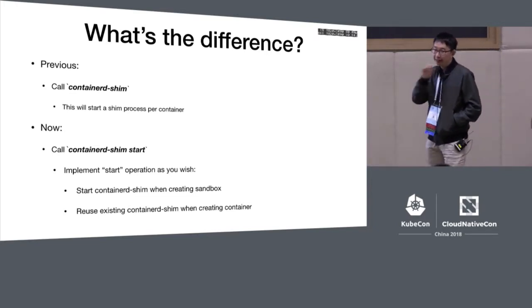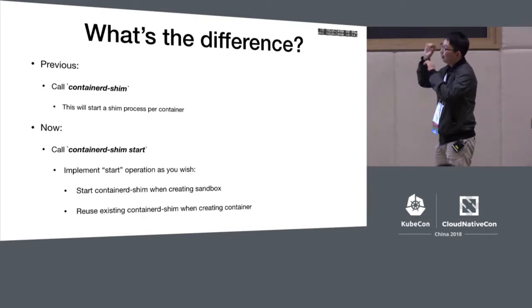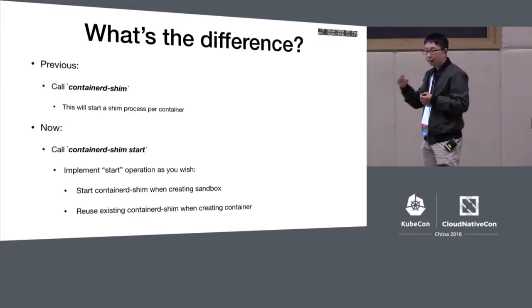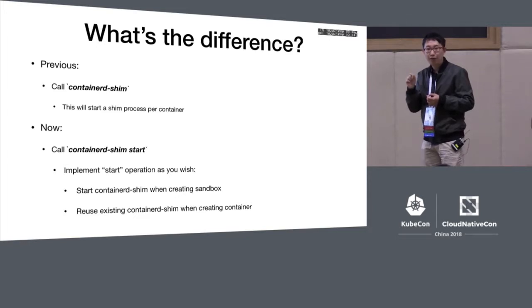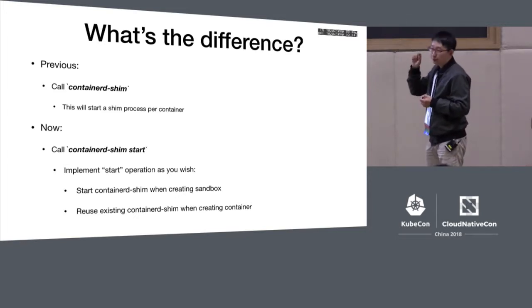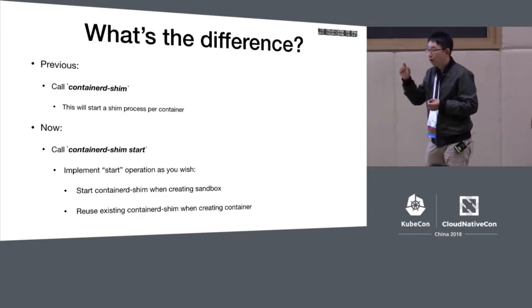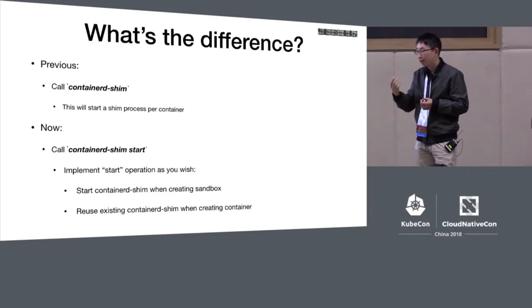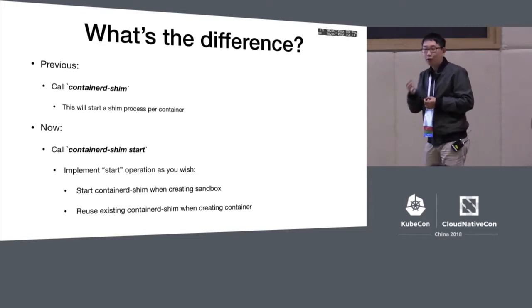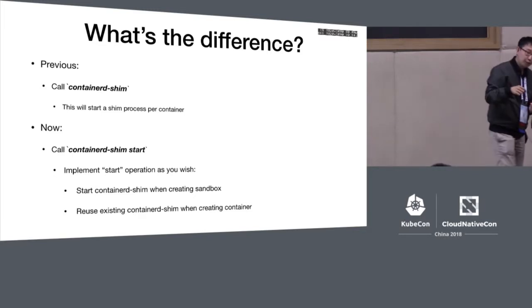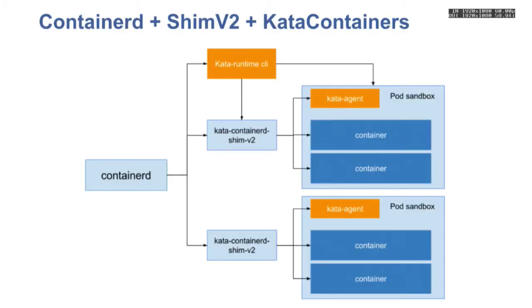By doing this, for each pod, you can have a designated shim. At the very beginning, containerd starts a containerd shim to do the response. But with the new API, we have containerd start or stop. So for the start or stop operation, how to realize it? This is what we need to do. So as a Kata maintainer, we can do it like this. When creating a sandbox, at the start, we can install the containerd shim. But when we move on to the container API, we don't need to start this. We reuse this sandbox.